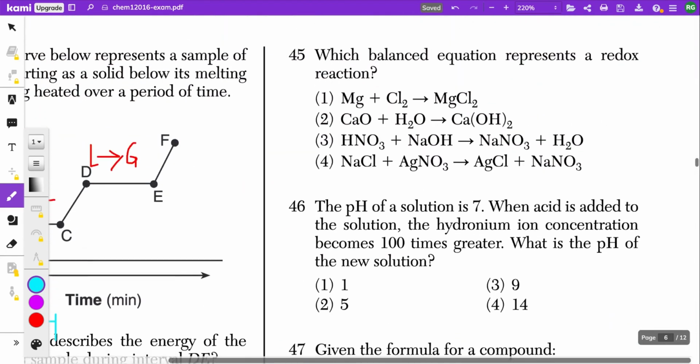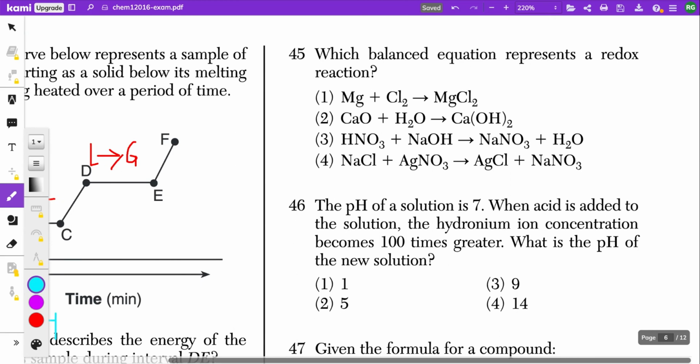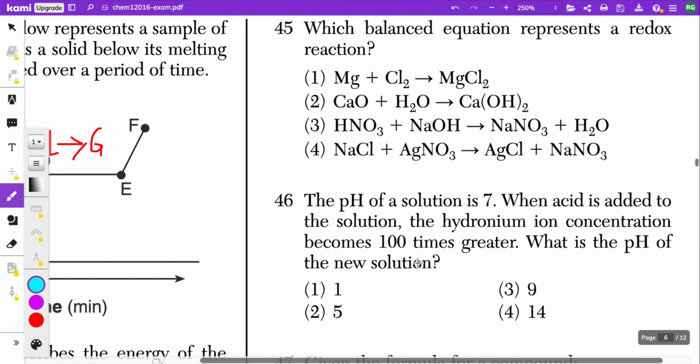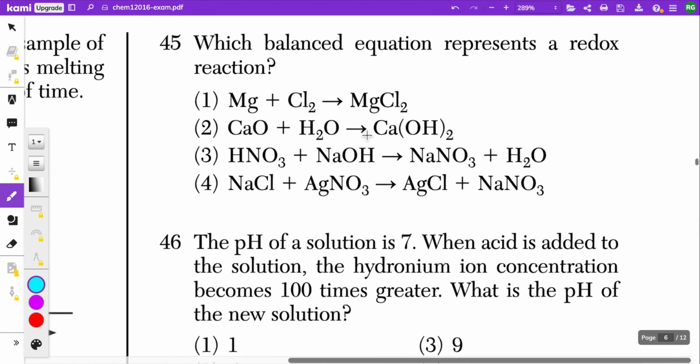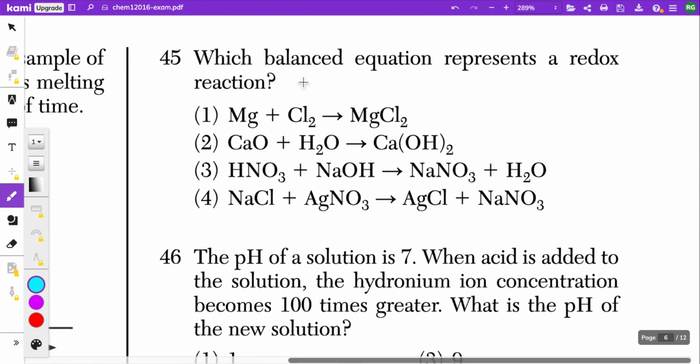Let's see here. Which balanced equation represents a redox reaction? So whenever you get a question like this, you've got to assign oxidation numbers. Now, an element by itself in its natural state has an oxidation number of 0. So magnesium, right, it's by itself. It's not bonded with anything. It has an oxidation number of 0. Chlorine, also, in its natural state, exists as Cl2. So its oxidation number is 0.